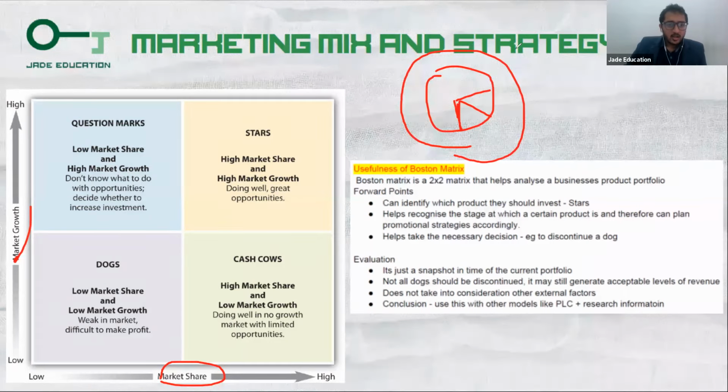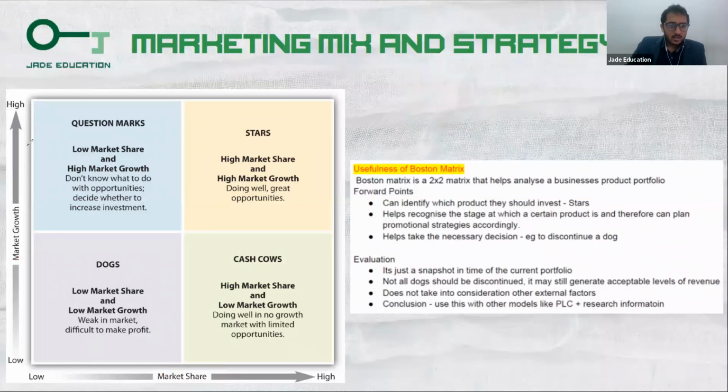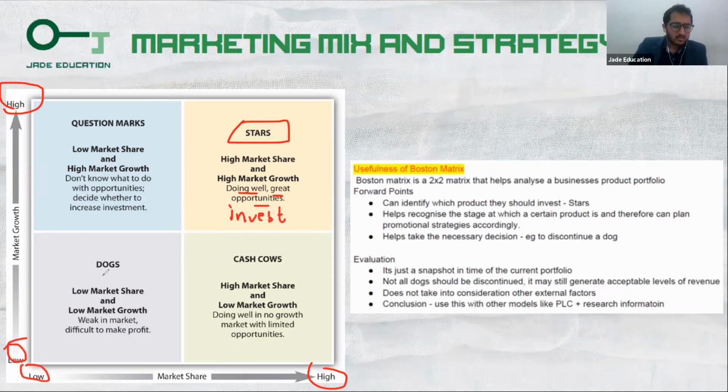Now, if you have a high market growth, high market share, you call the star. They're doing well. Great opportunities. Best thing you should do, invest. The strategy you should take, invest. Low and low. Dogs, divest. It's weak. Difficult. Opposite of invest is divest.